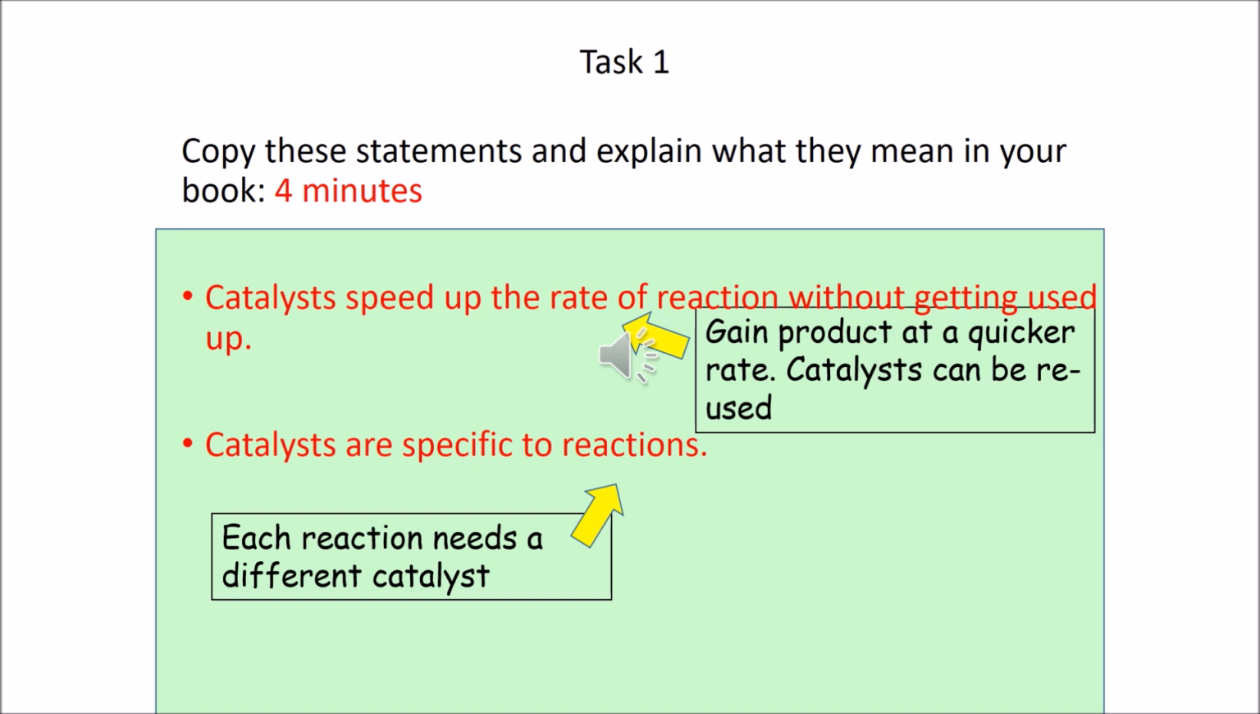For task number 1, you need to copy these statements and explain what they mean in your book. So for point number 1, you need to explain how catalysts speed up the rate of reaction without getting used up. And for point number 2, you need to explain how catalysts are specific to reactions. Again, if you have your revision guide, please make use of your revision guide to explain these 2 points in your book.